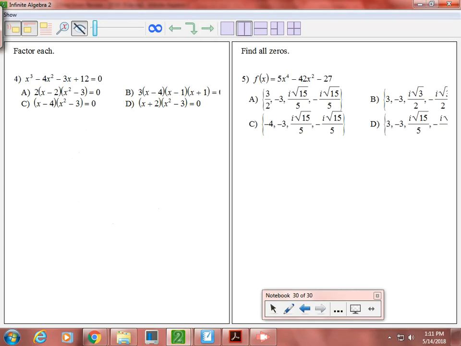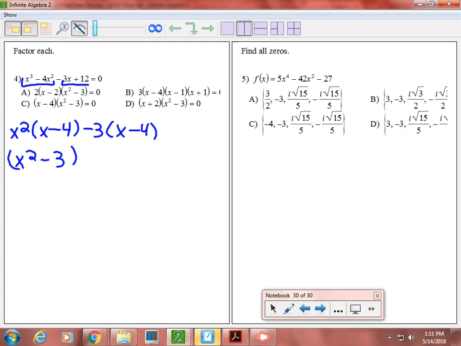Okay, let me see if I can get 2 on a page here. All right, 4 and 5. So on number 4, I would start this by grouping. Group both of these, and from there, I can take out an x squared, and I'm left with x minus 4. And on this one, I can take out a negative 3, and I'm left with x minus 4. So now I have x squared minus 3 and x minus 4. And I can't factor either of those down anymore, so I'm going to look and see if I have that as an option. And I do. That's letter C. That is my only option for that one.